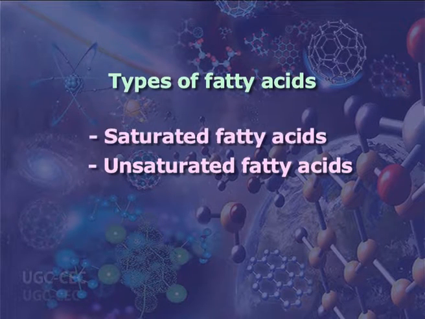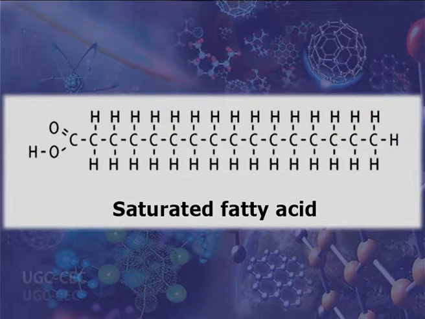Saturated fatty acids. In saturated fatty acids, carbon atoms are bonded to as many hydrogen atoms as possible. This causes the molecules to form straight chains as shown in this figure. The straight chains can be packed together very tightly, allowing them to store energy in a compact form. This explains why saturated fatty acids are solids at room temperature. Animals use saturated fatty acids to store energy.